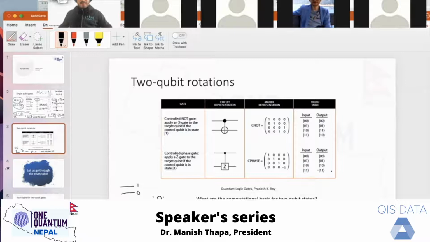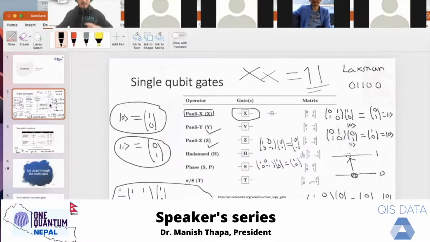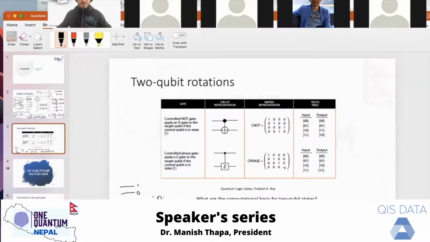For single qubit gates, we perform single qubit operations. For 2 qubit gates, we perform 2 qubit operations. And 2 qubit operations are defined by this 4x4 matrix because we have 4 different computational states, or as we call in mathematics, basis states. You need to construct a 4x4 matrix and not a 2x2 matrix, right? So that is something different from a single qubit gate.